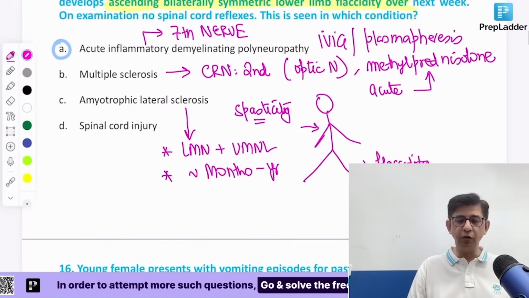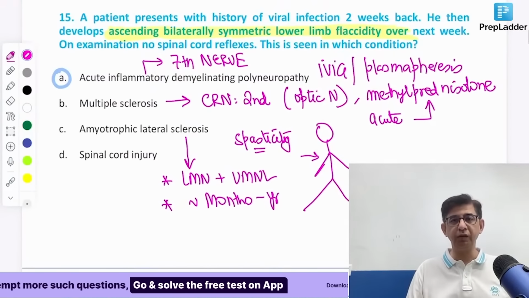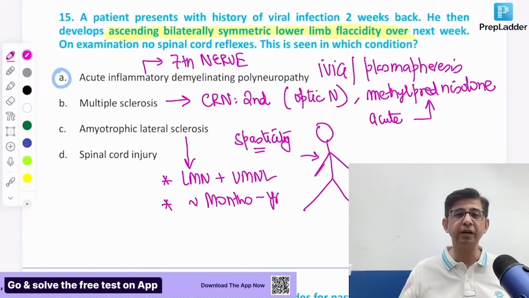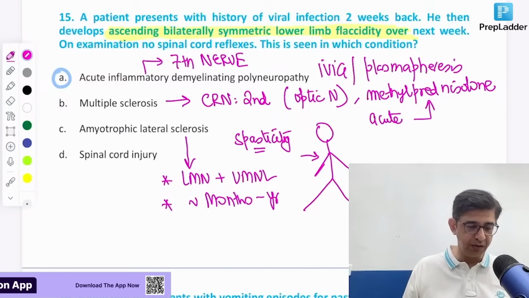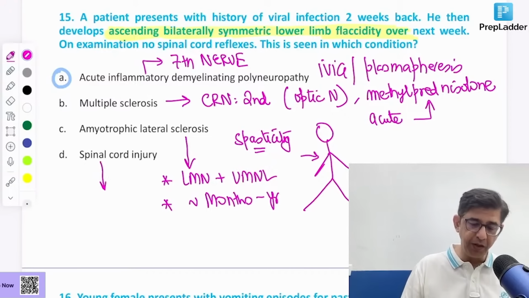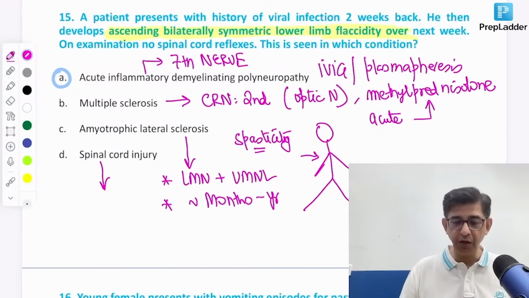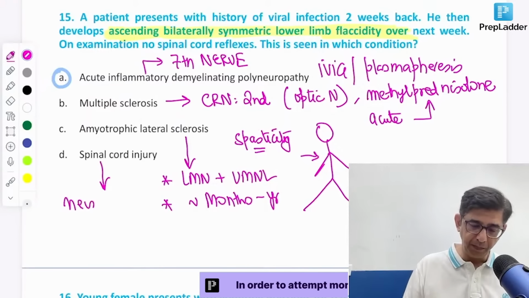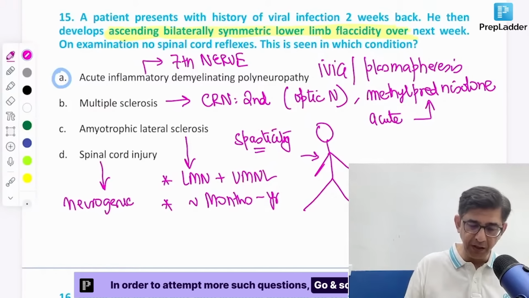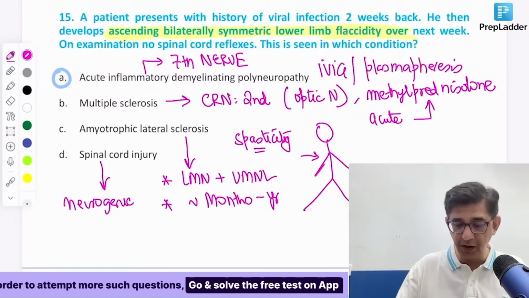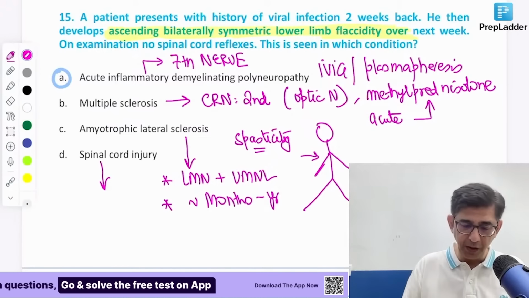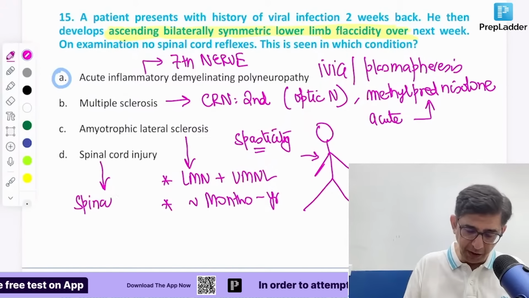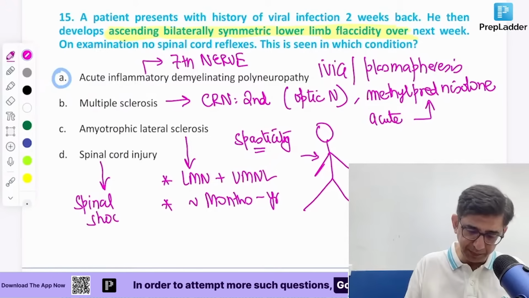So in MCQs where upper motor and lower motor features are both given, one cause is B12 deficiency and the second is going to be amyotrophic lateral sclerosis. And when it comes to spinal cord injury, it will contribute to development of neurogenic shock in a patient. There would be flaccidity initially in the spine. In fact, I can write the word spinal shock. Spinal cord injury will contribute to spinal shock developing in a patient.